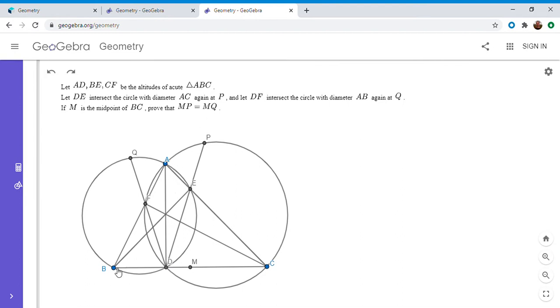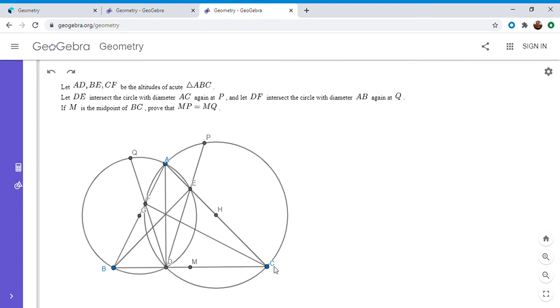Well, since we have two diameters, it's helpful to draw in the centers of those two circles. So I'm gonna do that right now. So G is the midpoint of AB, so it's the center of that circle with diameter AB, and H is the midpoint of AC. So where do we go from here?